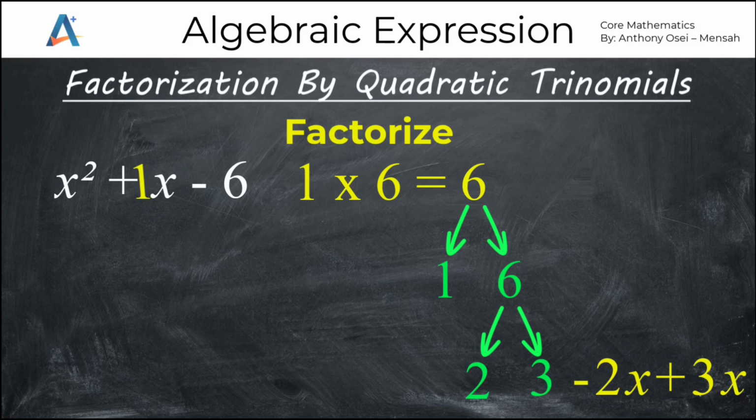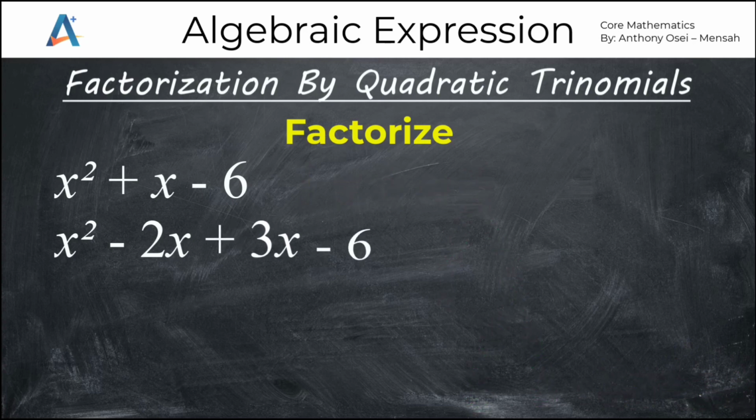So now we have x squared. Instead of positive x, we ignore. Then we come to minus 2x, which automatically brings the minus sign. Then we go to the next one, plus 3x. So plus 3x. Then finally minus 6. This will now bring us to our 4 terms, where one group of terms and the other can be grouped according to their common factors.